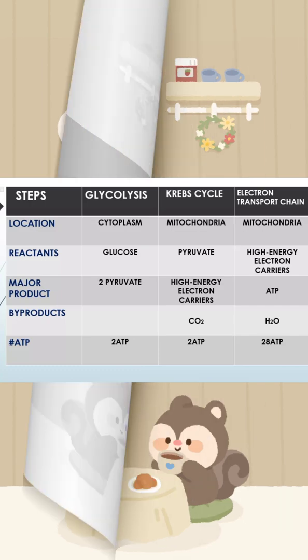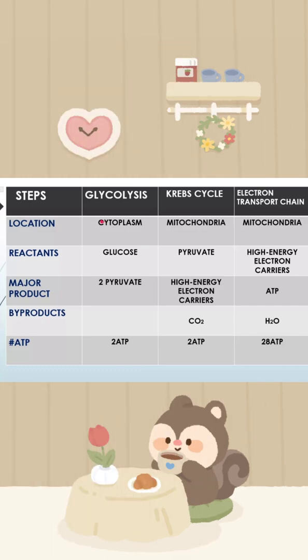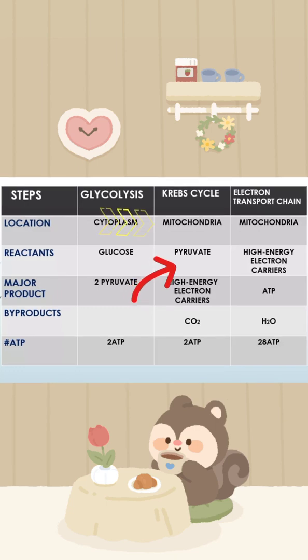The second step of it no longer occurs in the cytoplasm. Instead, the 2 molecules of pyruvate that we just produced will move on somewhere else. So what will happen to the 2 molecules of pyruvate? They are actually moved from the cytoplasm directly into the mitochondria after a series of modifications.